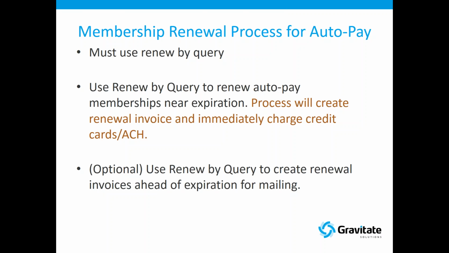The renewal process, just to keep in mind, for the non-autopays, of course, creates the pro forma invoice. For the autopay members, though, it's creating the invoice and immediately charging the credit card and applying the payment. So that's, again, why we want them separate. We also want them in their own batch, their non-pro forma batch, for that reason.